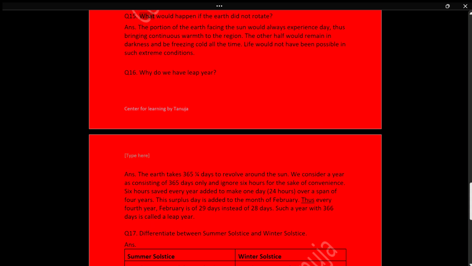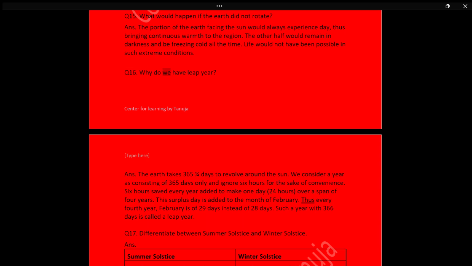Q15. What would happen if the Earth did not rotate? Ans. The portion of the Earth facing the sun would always experience day, thus bringing continuous warmth to the region. The other half would remain in darkness and be freezing cold all the time. Life would not have been possible in such extreme conditions.